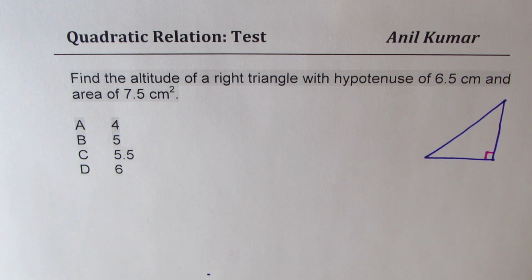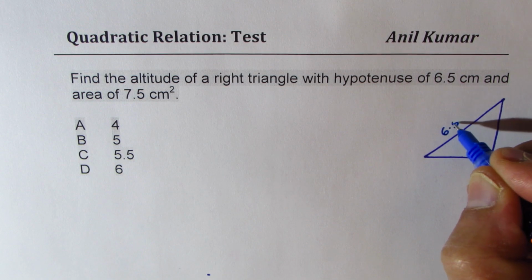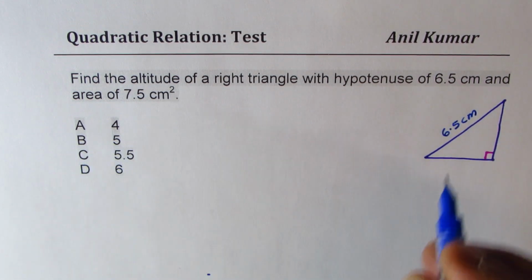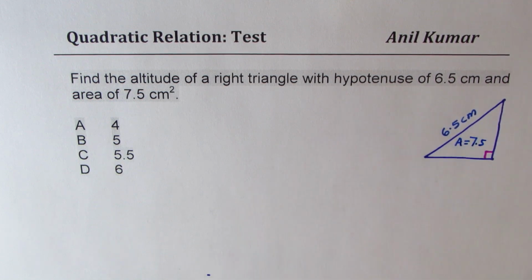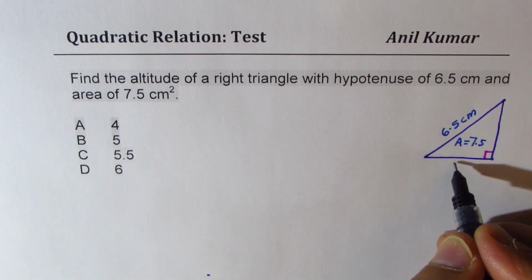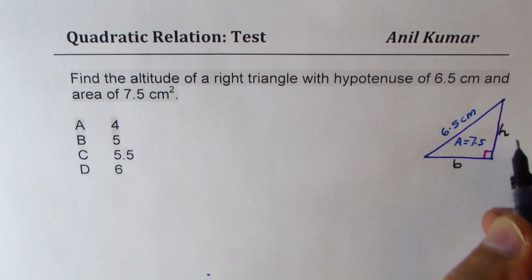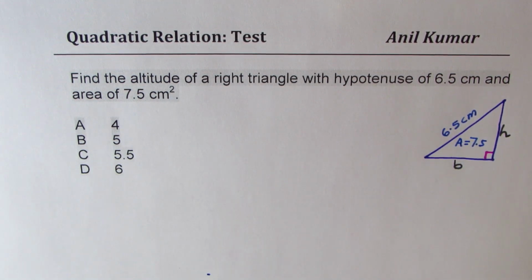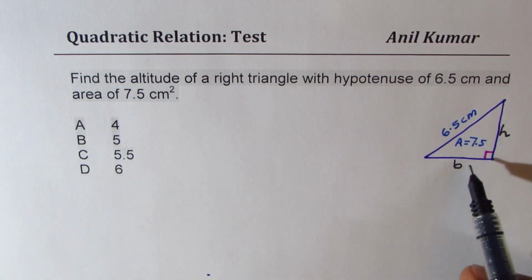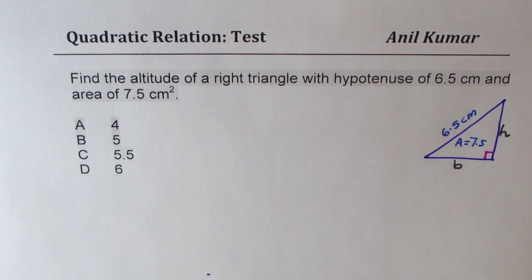Let me begin by just making a small sketch. We are given here that the hypotenuse is 6.5 centimeters and the area is 7.5. So let us assume that the sides, which are unknown, are the base b and height h. When we are saying altitude, it means the height. But you could see it from either way, so any of the sides could be the height. Perfect.